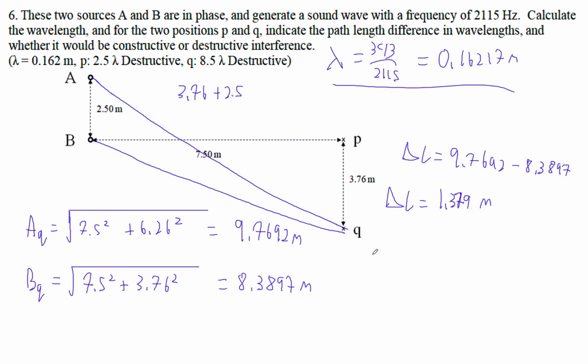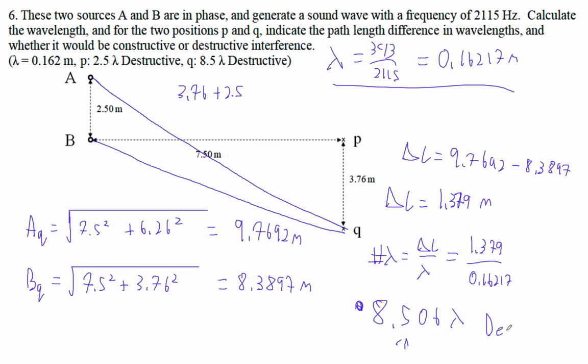And then our wave number, the number of wavelengths, is just L over wavelength, right? So that's going to be 1.379 divided by 0.16217. And I get 8.506 wavelengths, right? So since that's close to a half a wavelength, that makes that destructive.